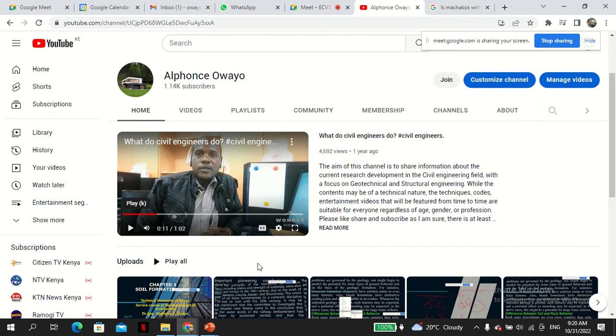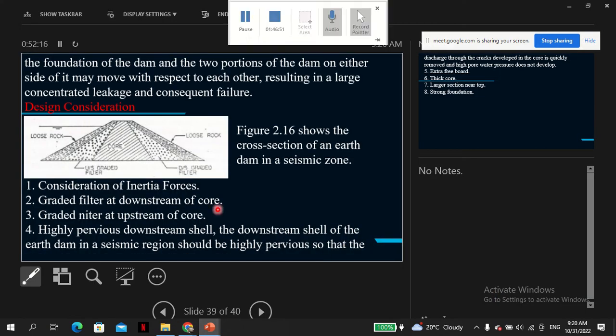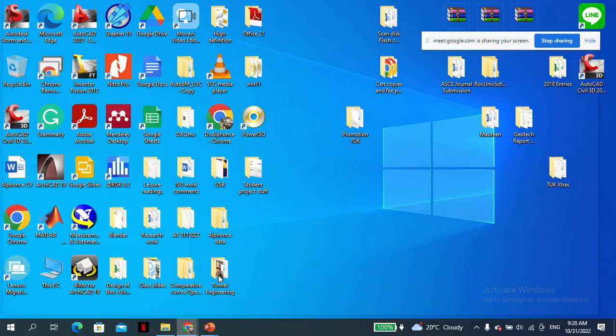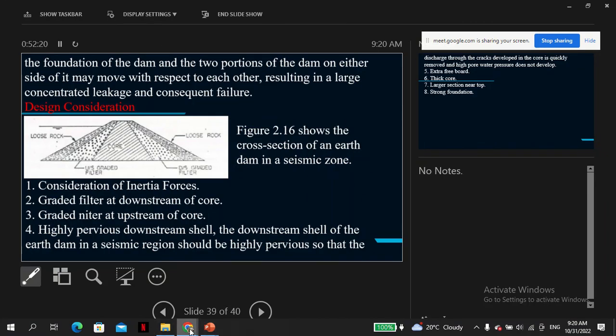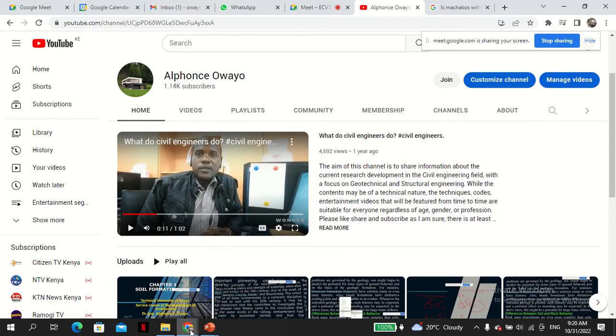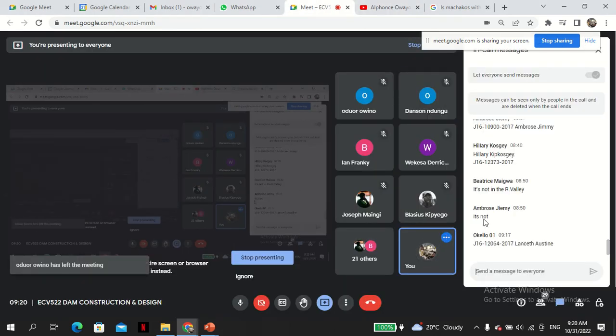And I might decide to give, if I note that you are very active in class, you might have some extra marks. Of course, everyone should be active. It's not a bribe.